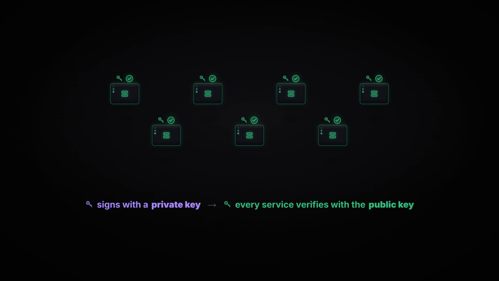JWT avoids that. The auth server signs each token with a private key. Every other service verifies it with a public key. No callback to the auth server. No shared store. No session lookup. No network round trip. That's the scalability advantage people talk about. And it's real. But mostly in distributed systems.